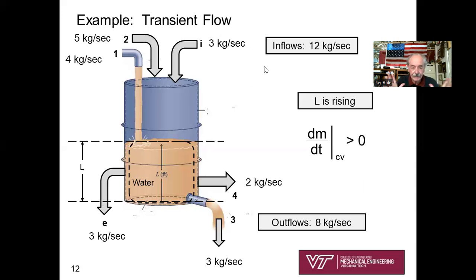Okay, now let's look at an example of transient flow. I've changed my flows in and out. I've got 5 and 4 and 3. That's 12 kilograms per second going in, and 3 and 3 and 2, 8 kilograms per second going out. 12 in, 8 out. So as time goes by, my liquid level is rising, isn't it? So the scientific expression is dm dt of the control volume is greater than 0. The mass of the control volume is increasing in time. Time rate of change greater than 0.